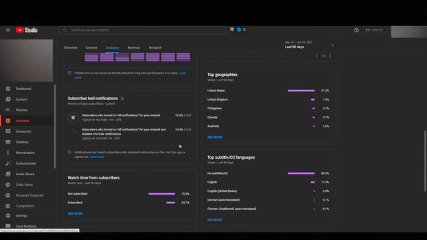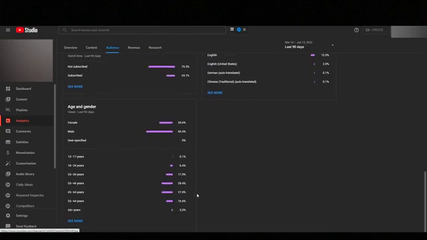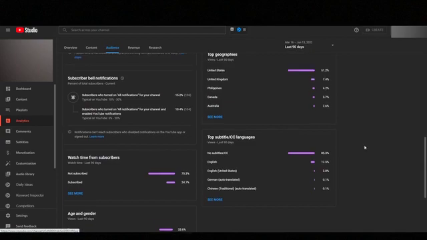Watch time from subscribers, non-subscribers make up the majority here. Age and gender, I wouldn't really pay attention to this other than the male and female because the age is wildly inaccurate because there's so many kids who make a YouTube account and they just put some random age to be able to create a YouTube account. So never really pay attention to the age. But gender, you can look at that, but I would generally recommend making videos for both. I wouldn't just create videos for females or create videos only for males. I always do both.